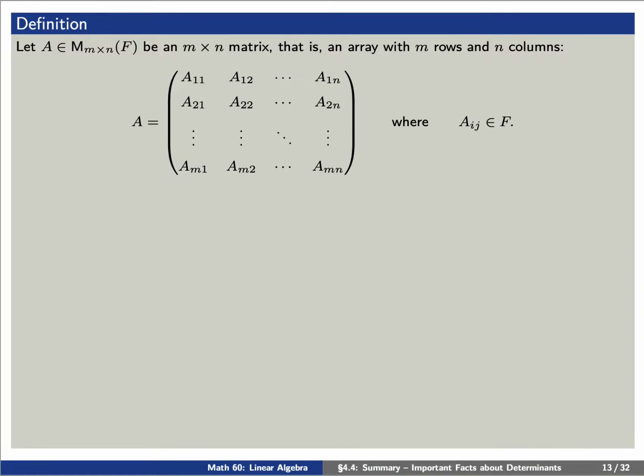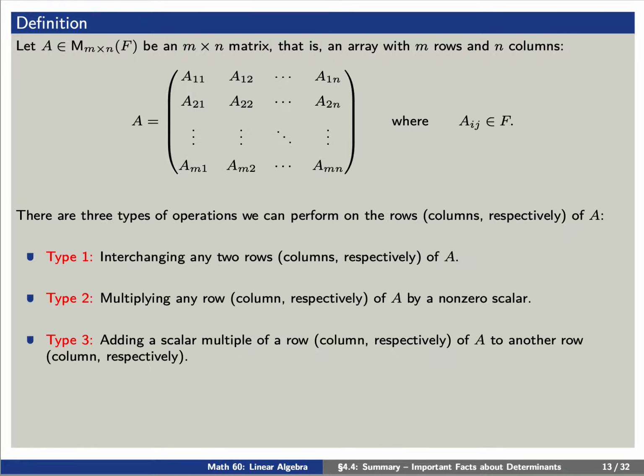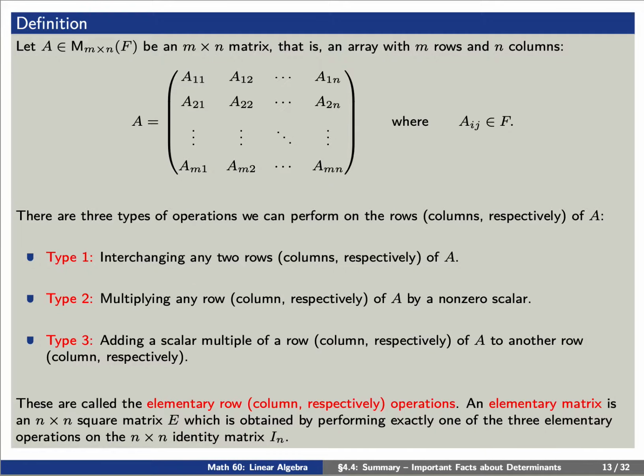Next, remember that we have the concept of elementary row operations. Let's say that A is an M by N matrix. There are three types of operations that we can perform on A. Type 1 says we can interchange any two rows. Type 2 says we can multiply any row by a non-zero scalar. And type 3 says we can add a multiple of one row to another. These are all called elementary row operations, and an elementary matrix is a square matrix obtained from the identity matrix by performing exactly one of these three elementary operations.